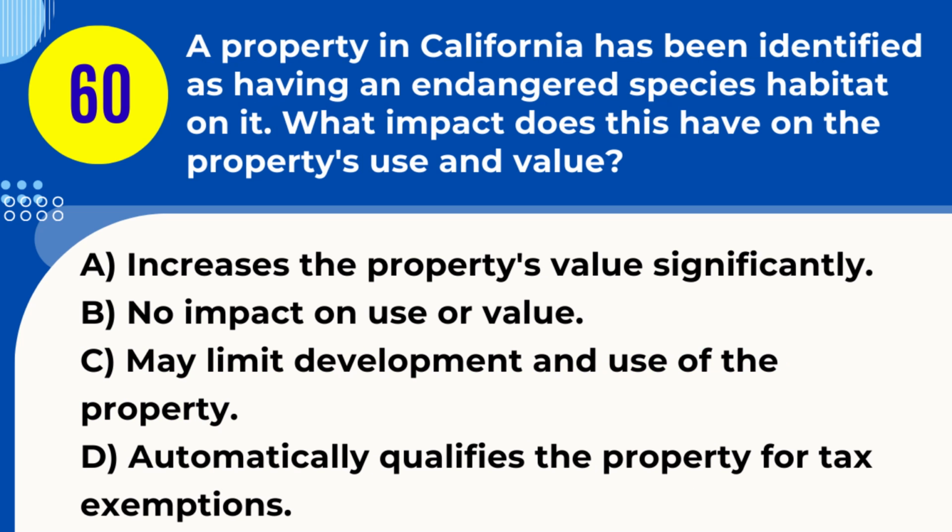Question 60. A property in California has been identified as having an endangered species habitat on it. What impact does this have on the property's use and value? A. Increases the property's value significantly. B. No impact on use or value. C. May limit development and use of the property. D. Automatically qualifies the property for tax exemptions.